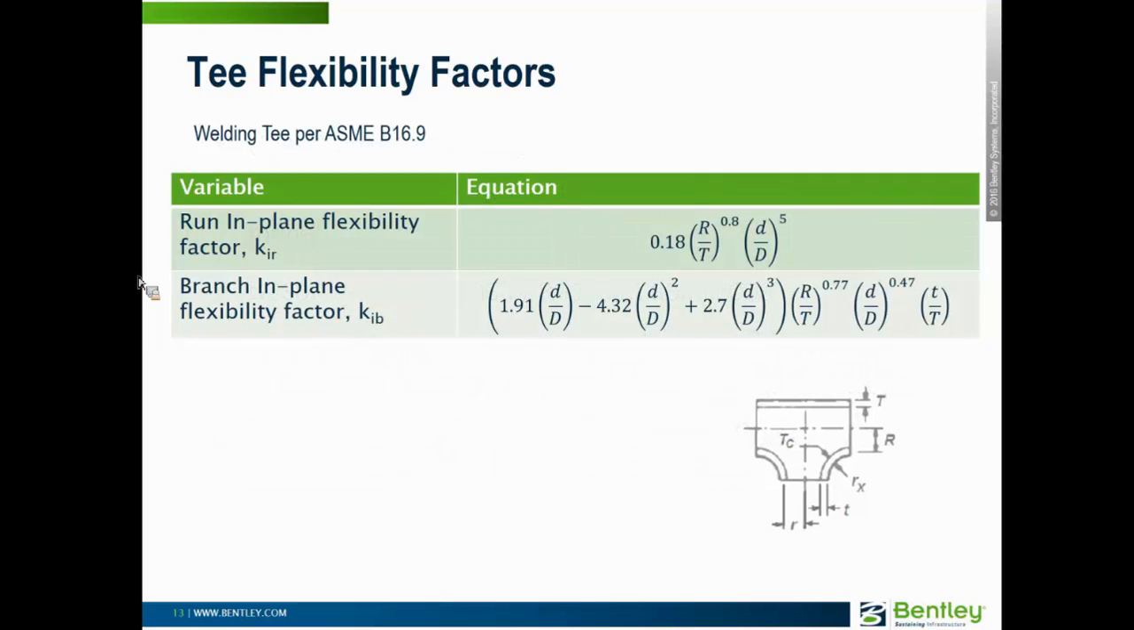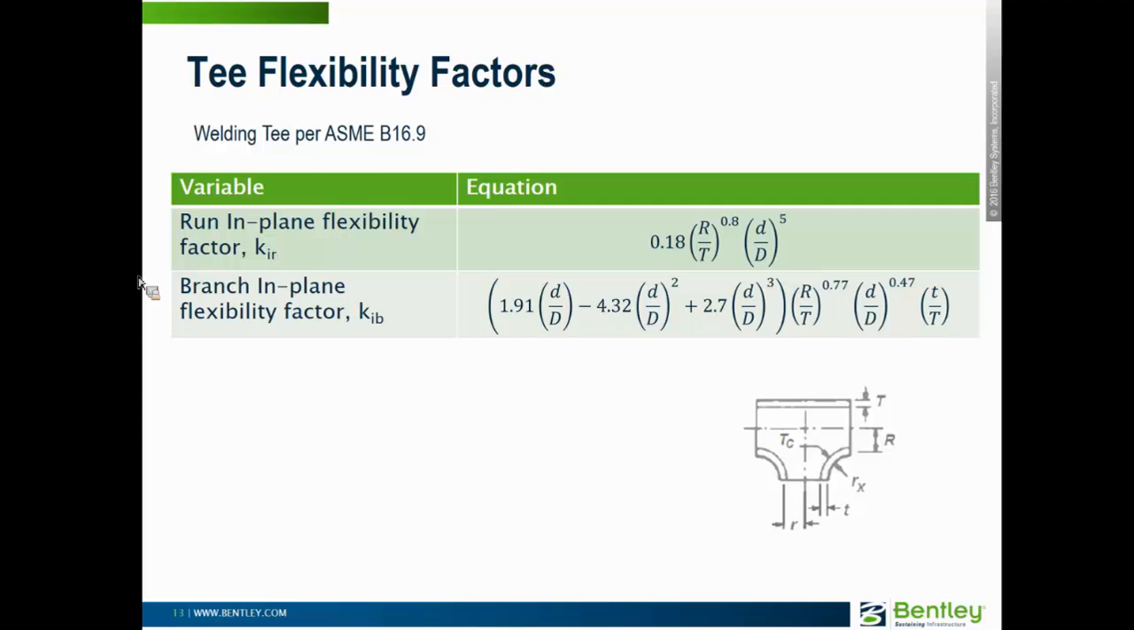So here's an example of T flexibility factors for both the run and the branch leg of a welding T per ASME B16.9. So each T will produce 6 independent flexibility factors, 1 for each direction, in plane, out plane, and torsional, and 1 for each leg, or 1 for the header and 1 for the branch.